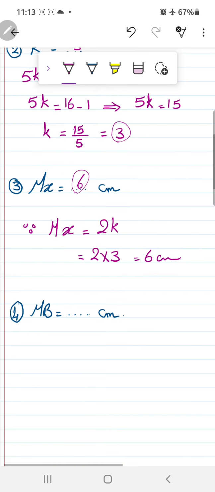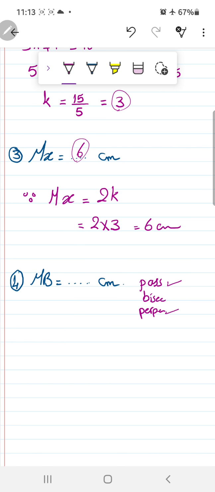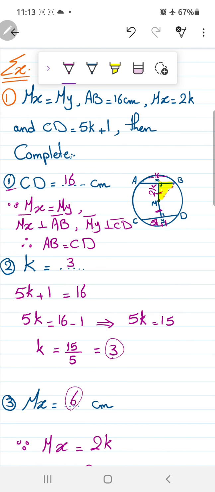Again, we said we have 3 corollaries: passing through, bisect, and perpendicular. Here we have passing through the center, and we have perpendicular, so we get bisect. So MX bisects AB. It means XB equals XA. So 16 divided by 2 equals 8. So XB equals 8 and XA equals 8.